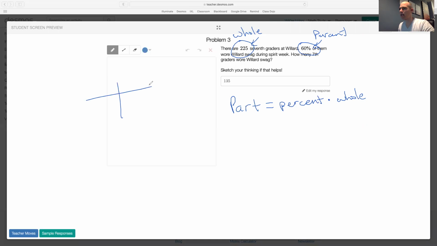If you're thinking about it like a table of proportional values, then your X value, the whole, is going to be 225. And your Y value, which is the part, is unknown in this case. But you have your K, or your percent value, which is going to be 0.60, right? 60% converted to a decimal. And so either way, you're going to wind up doing 0.60 times 225 to get your answer. And as you can see, I already did it earlier, it comes out to 135.